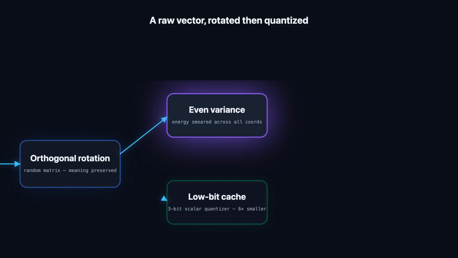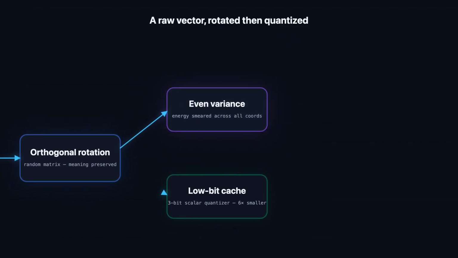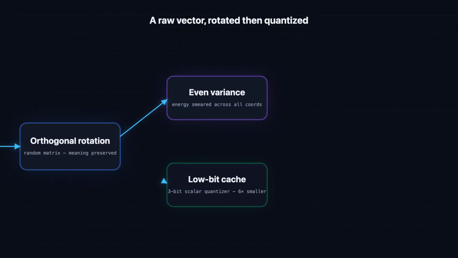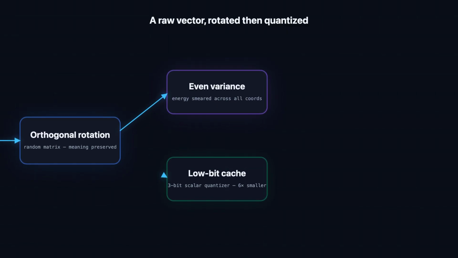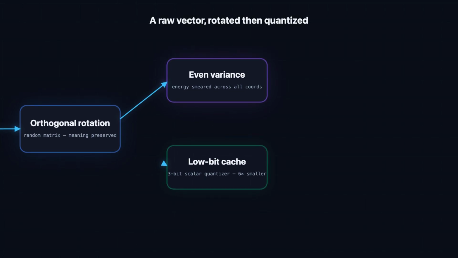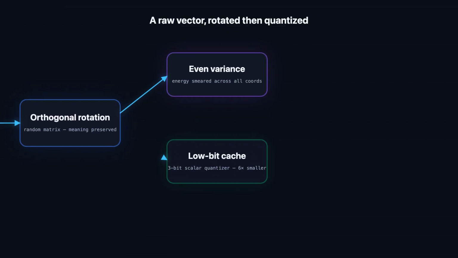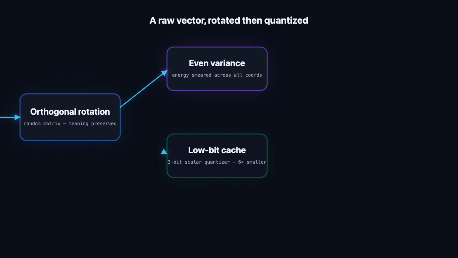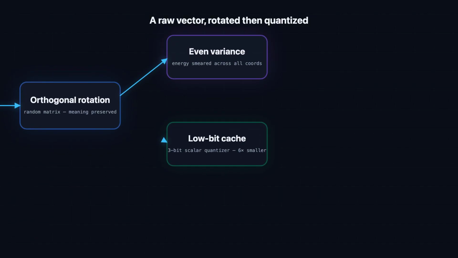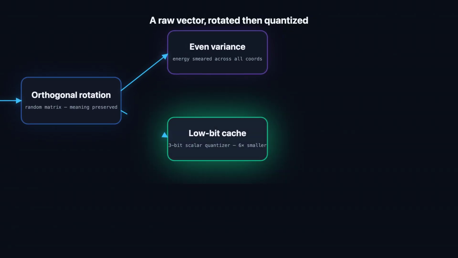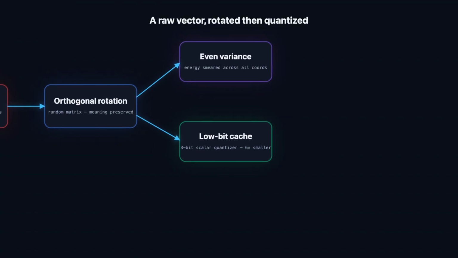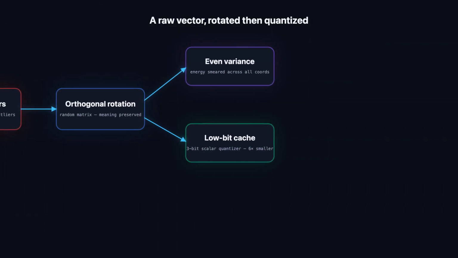Once that rotation lands, the energy that used to pile up in a few loud channels gets smeared uniformly across every coordinate. The distribution flattens out, the outliers effectively vanish, and every dimension now looks statistically similar. That uniformity is the whole point because it lets a single, analytically computed scalar quantizer handle all coordinates well. With variance spread evenly, each coordinate can be rounded down to very few bits with almost no damage.